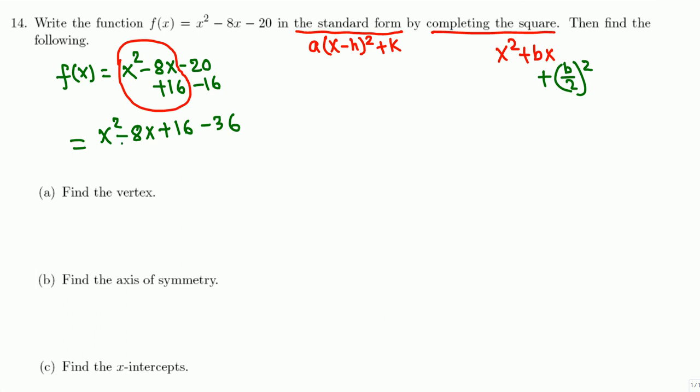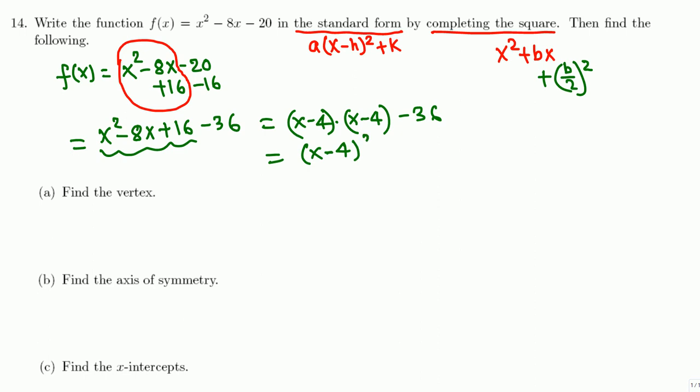Next, I factor this trinomial as a product of two binomials: x squared, 4 times 4 is 16, negative 8, negative 4, negative 4. And negative 36 there. Now we have (x − 4)² − 36. So this is in the standard form. We rewrote this function in the standard form.